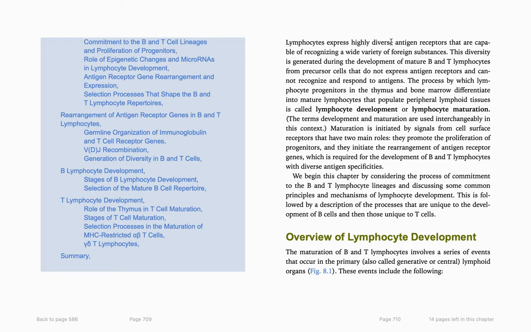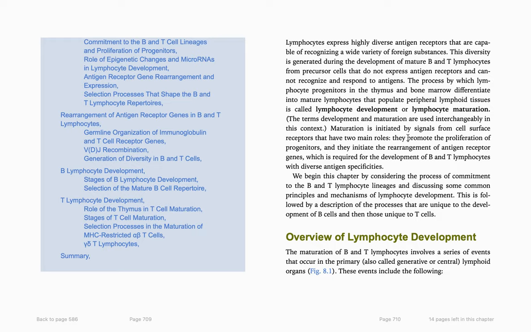lymphocytes express highly diverse antigen receptors that are capable of recognizing a wide variety of foreign substances. This diversity is generally generated during the development of mature B and T lymphocytes from the precursor cells that do not express antigen receptors and cannot recognize and respond to antigen. The process by which lymphocyte progenitors in the thymus and bone marrow differentiate into mature lymphocytes that can populate peripheral lymphoid tissue is called lymphocyte development or lymphocyte maturation. The terms development and maturation are used interchangeably in this context.